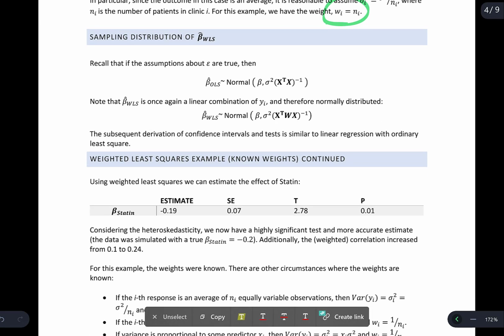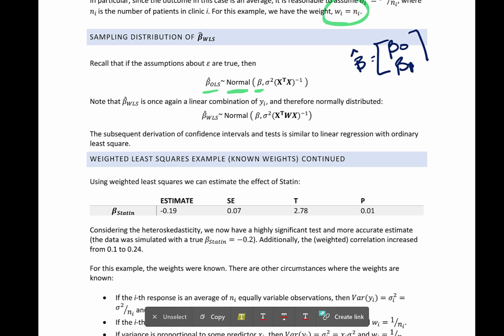So let's talk a little bit about the sampling distribution of these estimates. Recall that if the assumptions about epsilon are true, then for ordinary least squares, we expect those estimates to be normally distributed. Notice that we're not talking about the distribution of the errors here, we are talking about the distribution of the estimators. Approximately normal. We anticipate the mean of beta hat to be equal to beta, and so here when we have beta hat and beta, remember that we are talking about that vector where we have beta naught and beta 1. Oops, that should be a 1. And again, this is because we're looking in the context of simple linear regression.